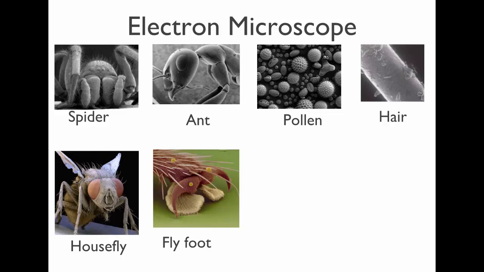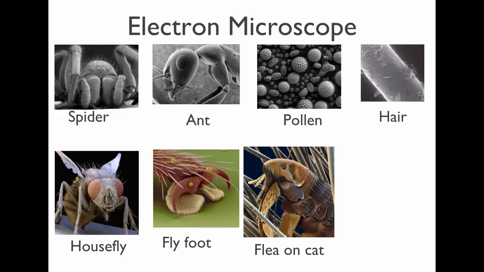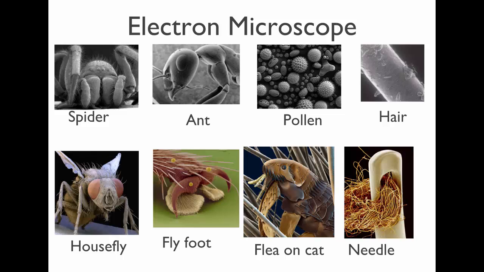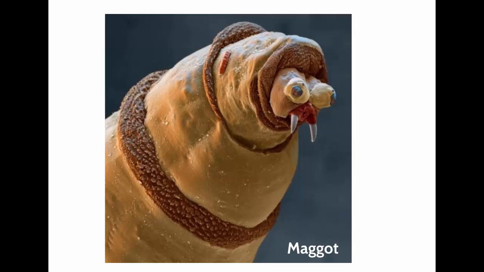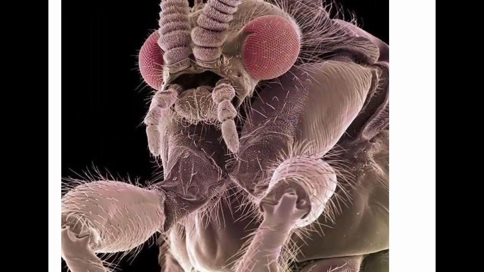This is on the foot of a fly, and they have these tiny little hairs on it. It's how they can stand on the wall or stand on the ceiling and just rest there without falling off. This is a flea that's in the fur of a cat. This is a needle that has thread in it. We see the thread as just a solid piece of string, but if you really magnify it, it doesn't look like that. Some other images. A maggot.